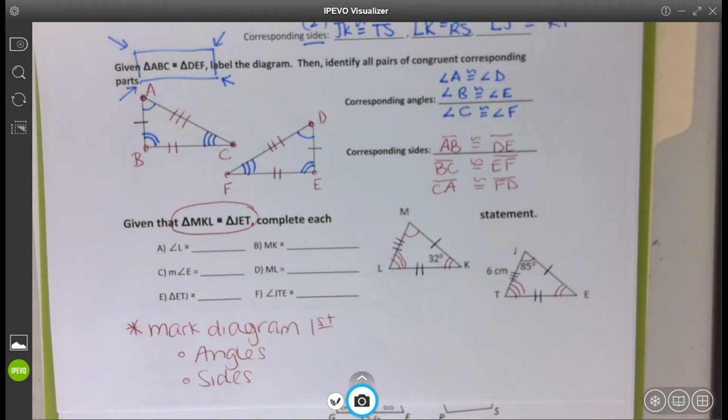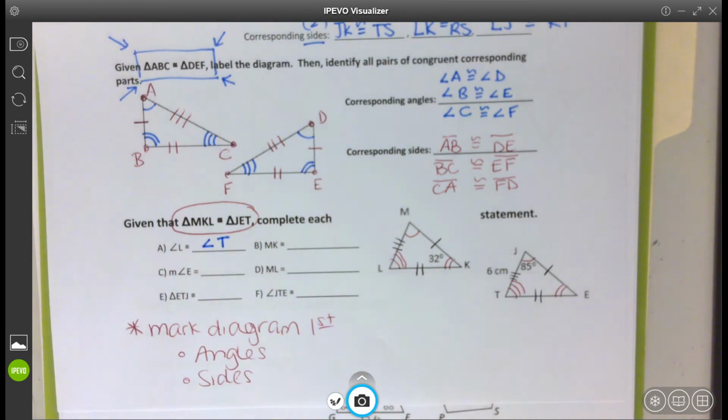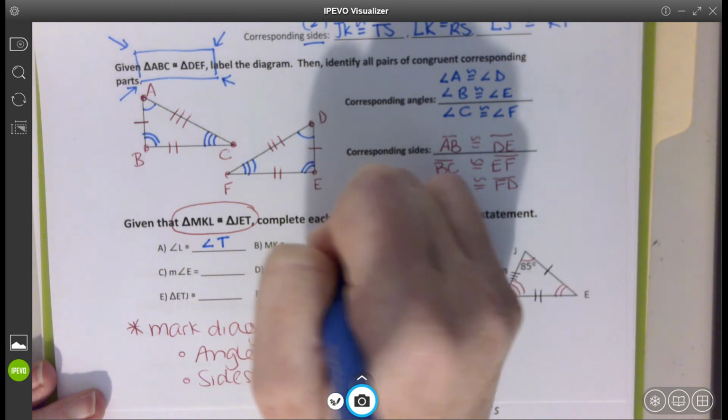So in letter A, it says angle L is congruent to what angle? So I could look quickly at my diagram for angle L, 3 curve markings. On the other triangle, what has 3 curve markings? So that is angle T. All right, I would ask you to pause your screen and see how many questions you can answer, and then unpause and check your work. All right, so now B is MK congruent to JE.